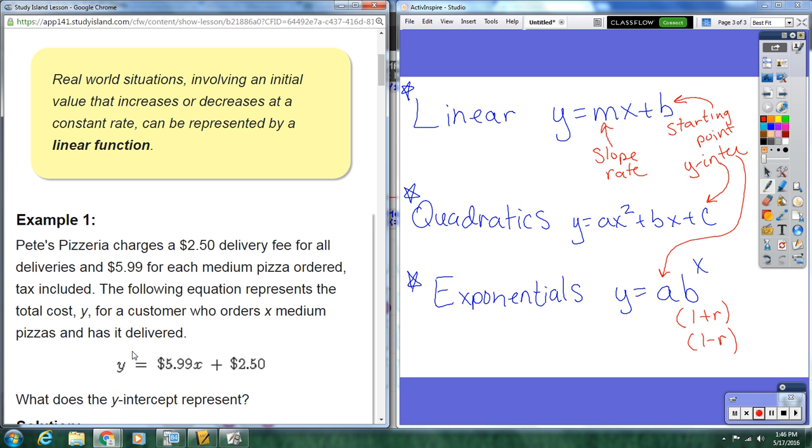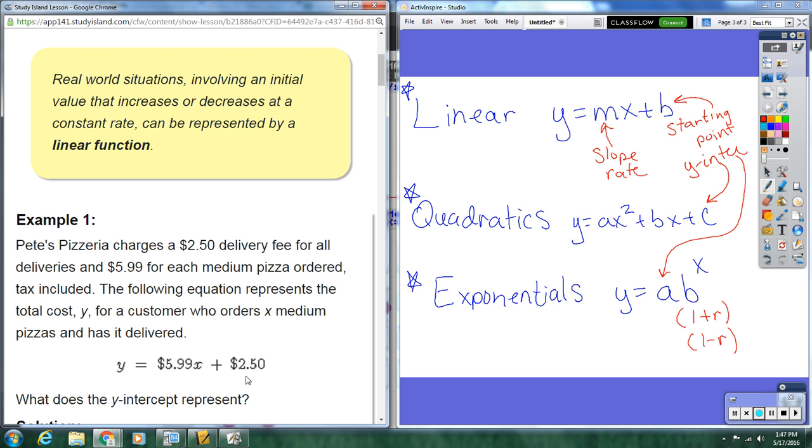What does the y-intercept represent? This is a very good EOC question. We're on a linear form. First of all, you gotta know which one is the y-intercept, the $5.99 or the $2.50. The $2.50 is the y-intercept, the starting point. All right, well, what does that mean? What is a sentence that explains that? How would you say that in a sentence?